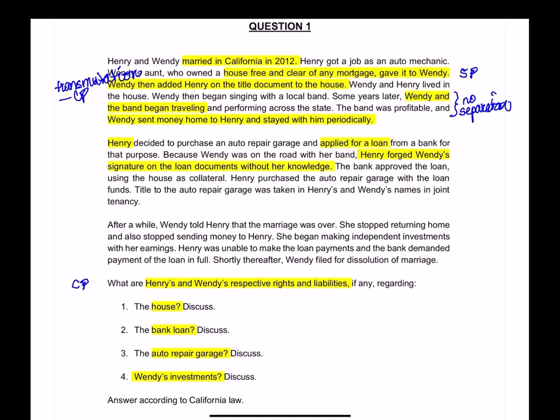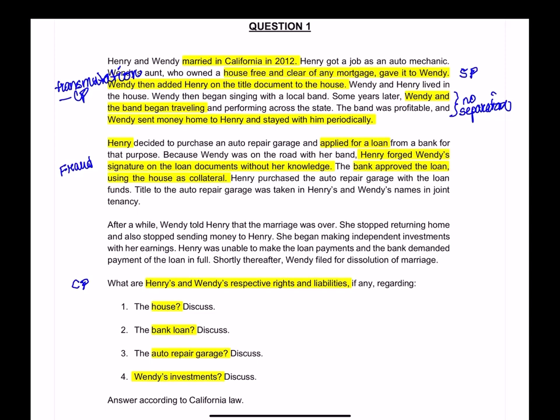But then, because Wendy was on the road with her band, Henry forged Wendy's signature on the loan documents without her knowledge. That is fraud. It's a breach of the fiduciary duty one spouse owes another. The bank approved the loan using the house as collateral. Well, if he forged her signature on the loan document, then the intent of the bank was to loan the money to the community, and they would be entitled to go after the community for those loan payments.